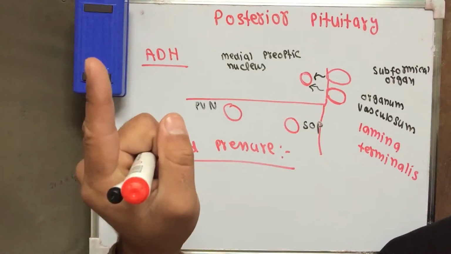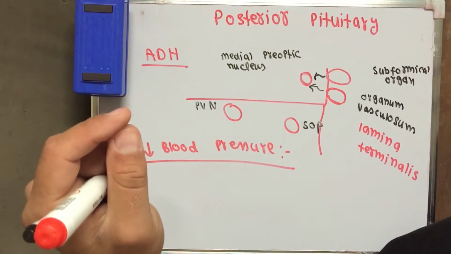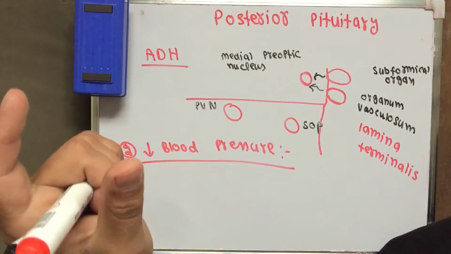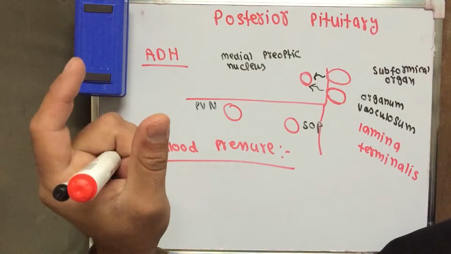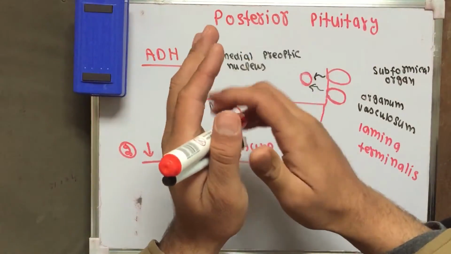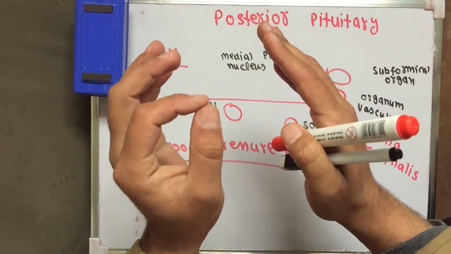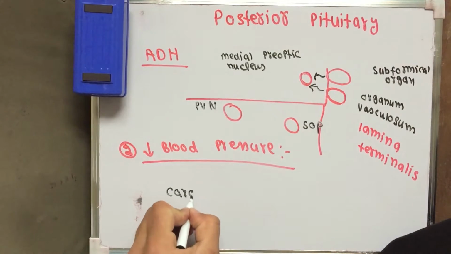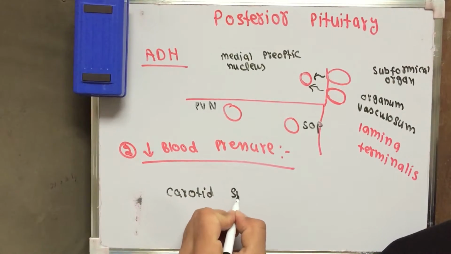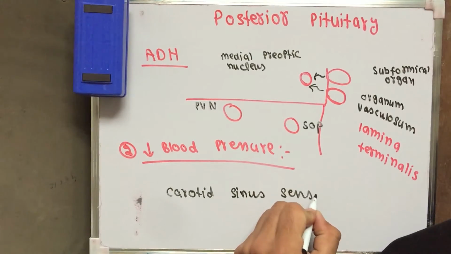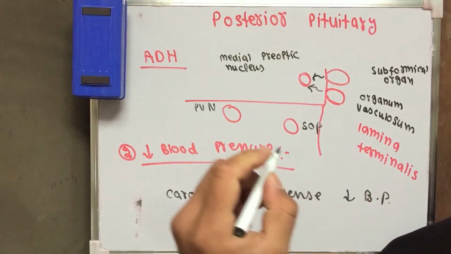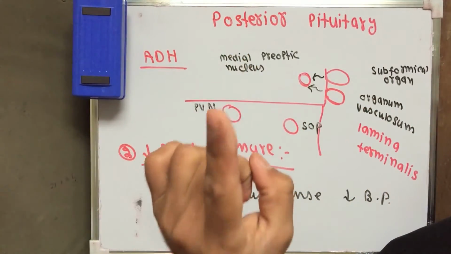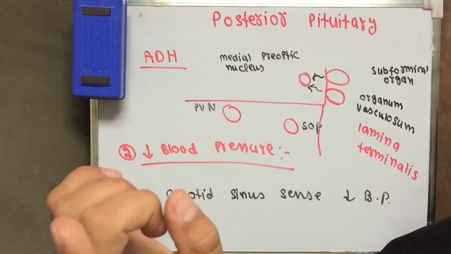Now the carotid sinus, which senses the blood pressure, is activated. So the carotid sinus senses this low blood pressure and sends this information to the center in the medulla. Okay, what happens whenever blood pressure is low? This low blood pressure is sensed by the carotid sinus. When the carotid sinus senses decreased blood pressure, it sends information to the medulla.